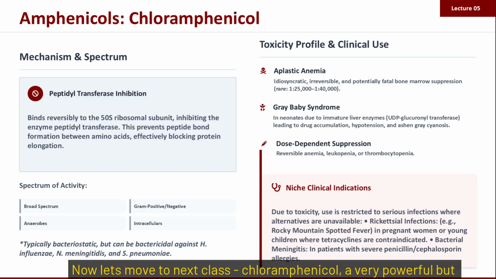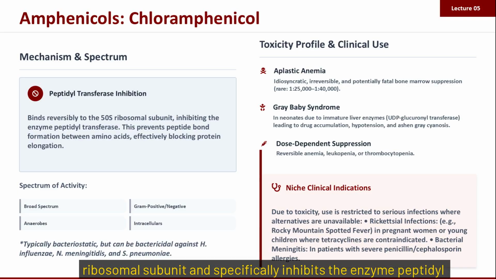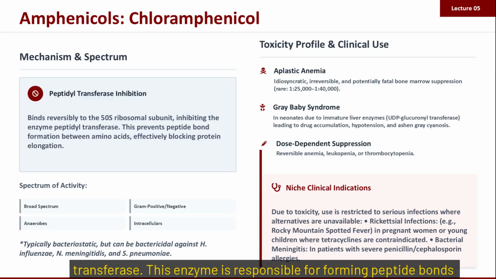Now let's move to next class: chloramphenicol, a very powerful but clinically restricted drug. It is important conceptually and also for exams. First, understand the mechanism. Chloramphenicol binds to the 50S ribosomal subunit and specifically inhibits the enzyme peptidyl transferase. This enzyme is responsible for forming peptide bonds between amino acids. So when this enzyme is blocked, the protein chain cannot grow. In simple words, amino acids cannot join → protein synthesis stops.